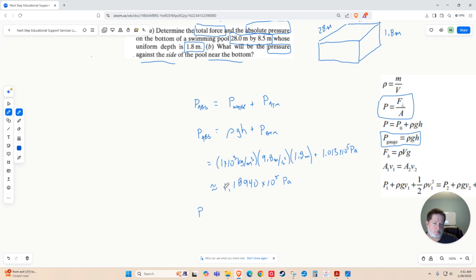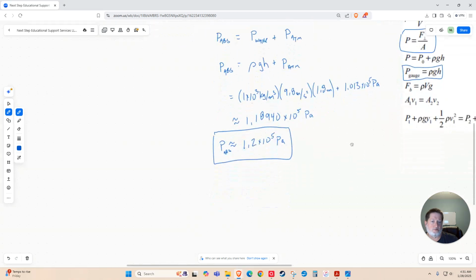But I want to save this number in my calculator, because when I use this number later for my force calculation, I'm going to want all the digits there and not have it rounded. So our absolute pressure here is approximately 1.2 times 10 to the 5th pascals. That answers part of our question.